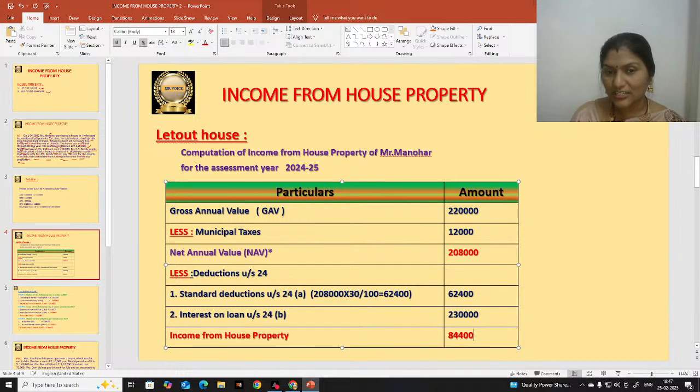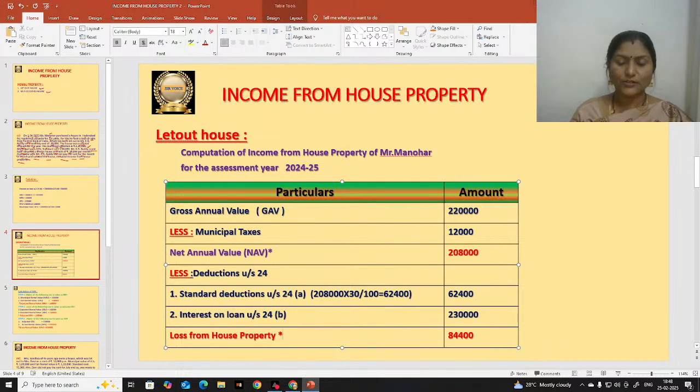Because deductions are more than net annual value. If deductions are more than net annual value, we have to call it loss, not income. So it is loss from house property. Whenever they have loss, there is no tax for them. Here it is loss from house property, students. It is not income. Hope this is clear for everyone.